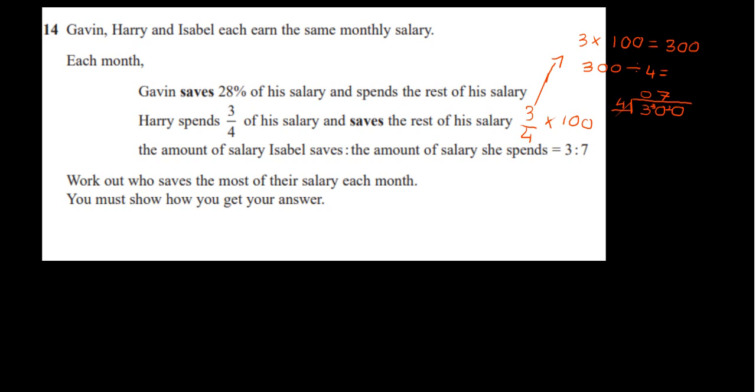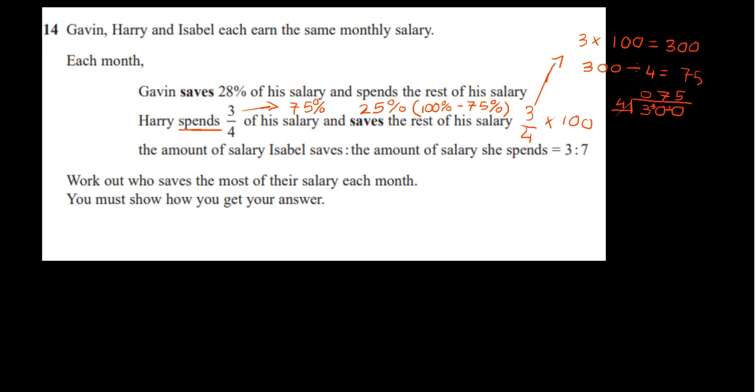The amount of salary Isabel saves to the amount of salary she spends is 3 to 7. So the fraction she saves is, hello? Okay, it's 3 out of 10 because 3 plus 7 is 10. So we are looking at 10 parts, and amount she spends is 7 out of 10. So what's 3/10 as a percentage? 3 over 10 times 100.